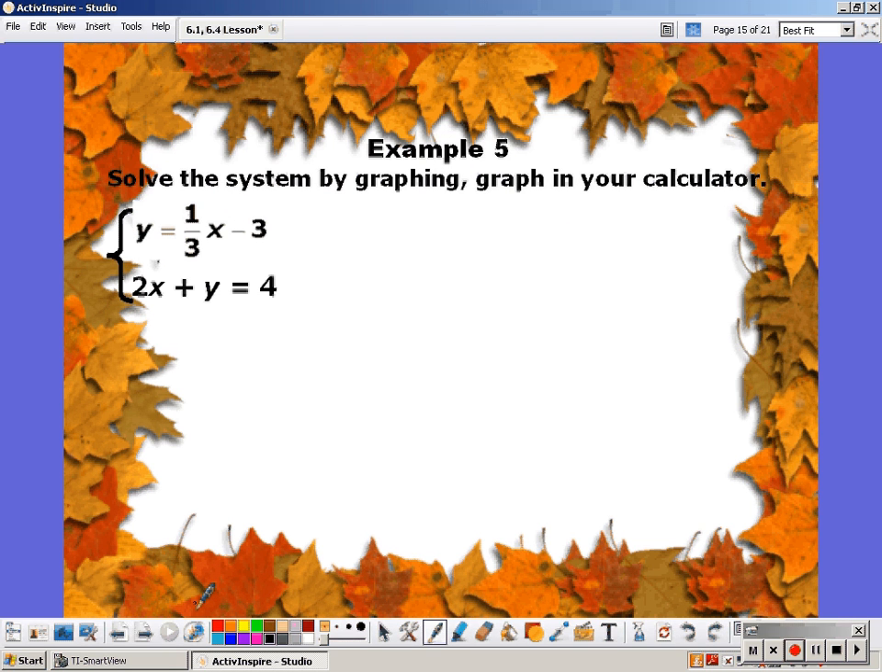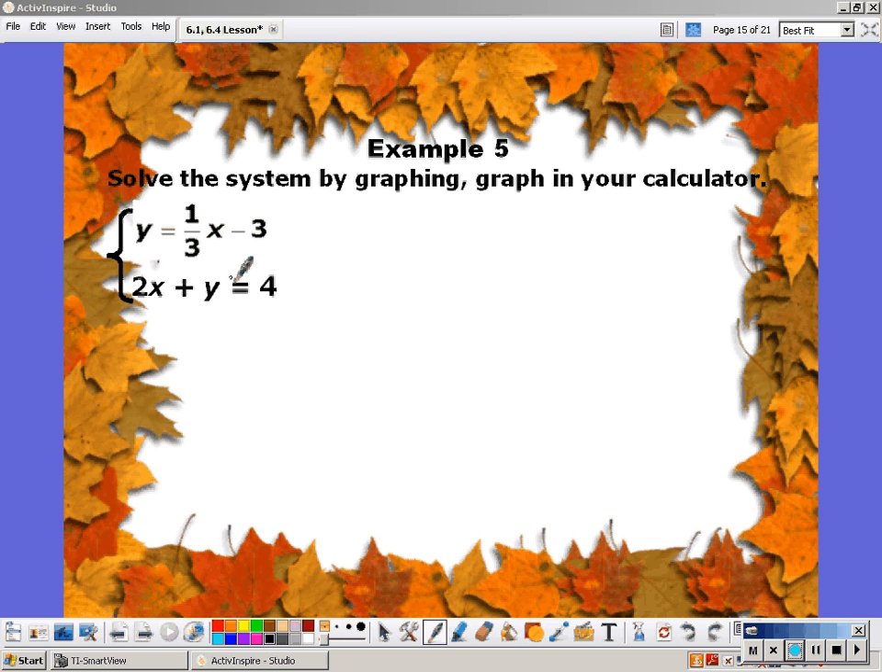Okay, now if you go to the second page of your notes, there are instructions for how to use your calculator, so you don't have to graph by hand anymore. You get to use your calculator, and that's pretty cool. Okay, so now let's try graphing with our calculator. Remember, in the calculator, everything has to say y equals when we graph something. So before we put it in the calculator, let's solve this bottom equation for y.